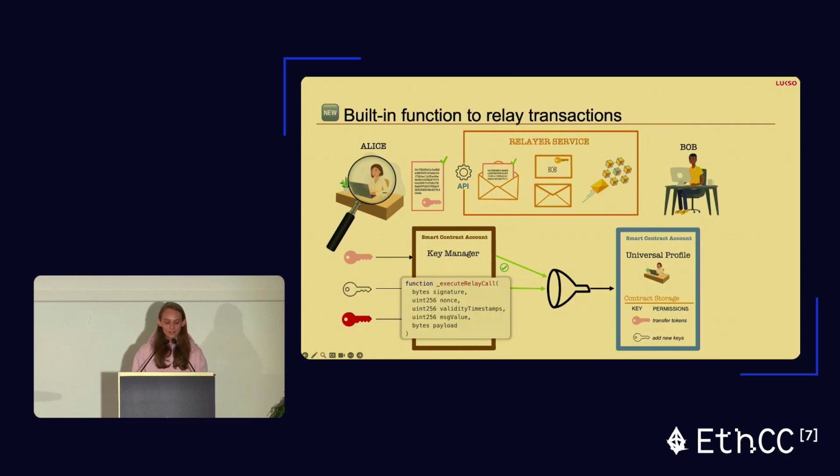And the key manager has the built-in functionality to relay transactions. It's this function, execute relay call, that any third-party service can call in order to execute a transaction on behalf of a universal profile.